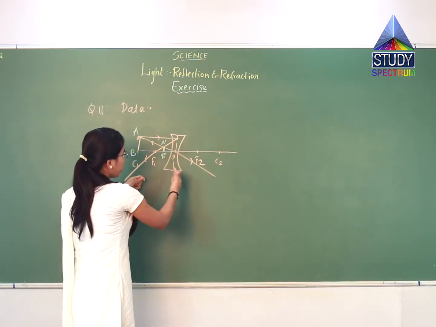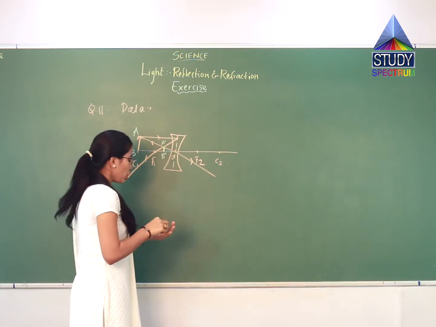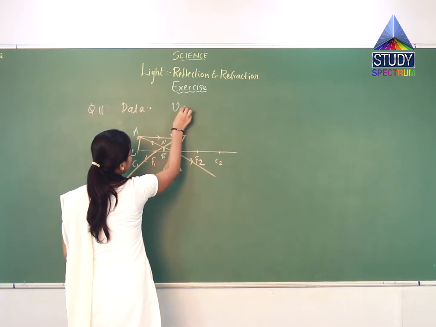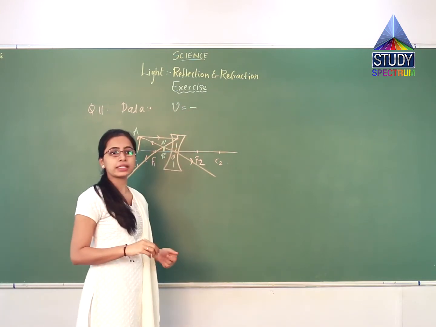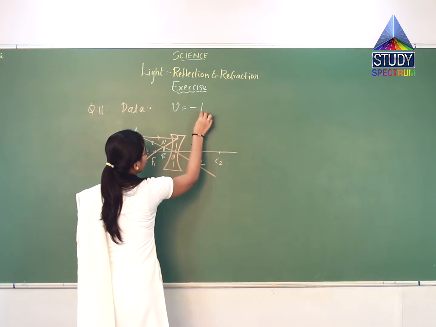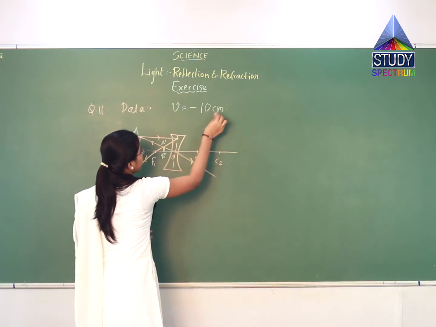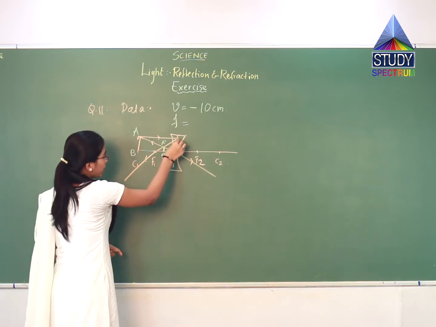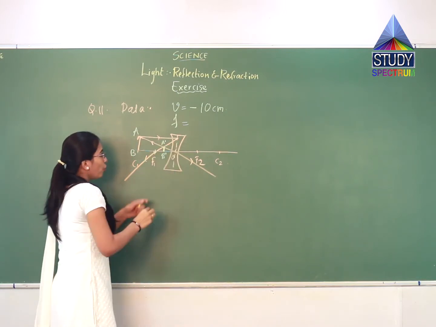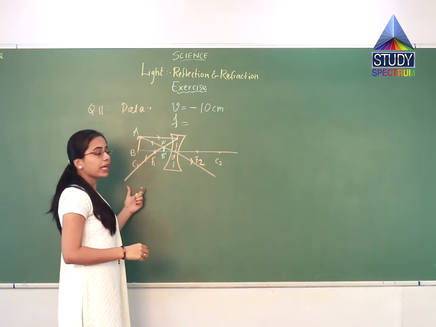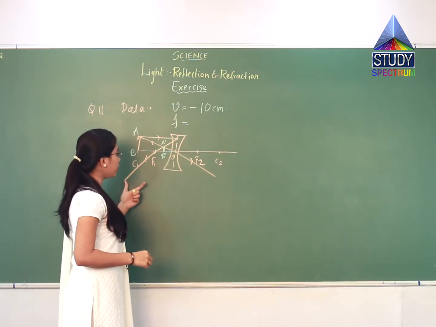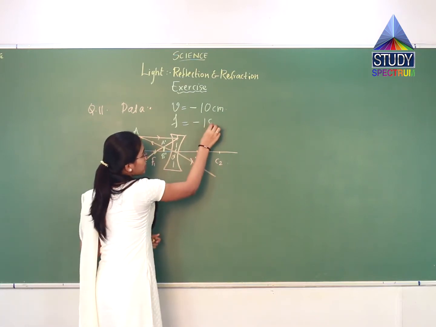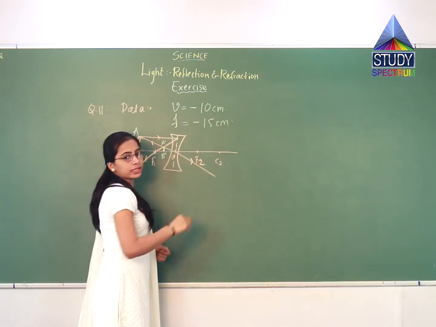So you can see on the left hand side we are getting the image. So the distance of the image, here we have to take it negative. It is given as 10 centimeter, so it will be minus 10 centimeter. Again the focal length is given and you can see the ray is travelling to the focus which lies on the left hand side of the lens. So it will also be negative, so it will be minus 15 centimeter.